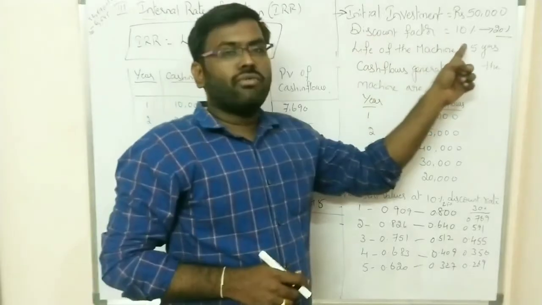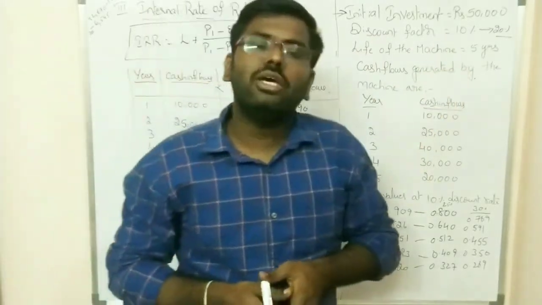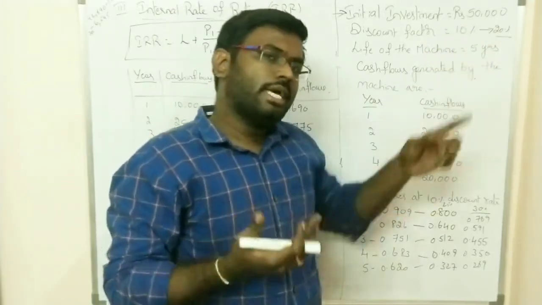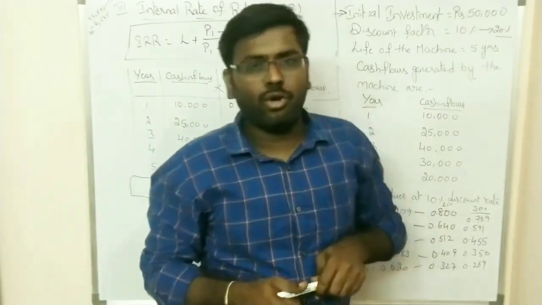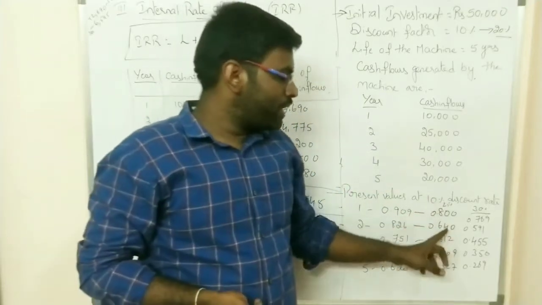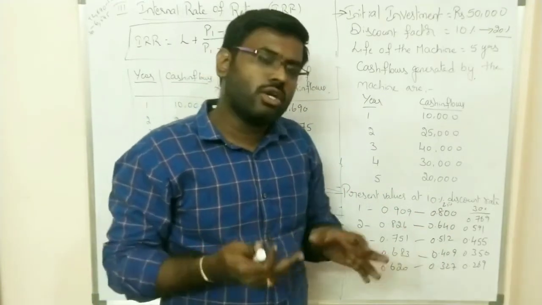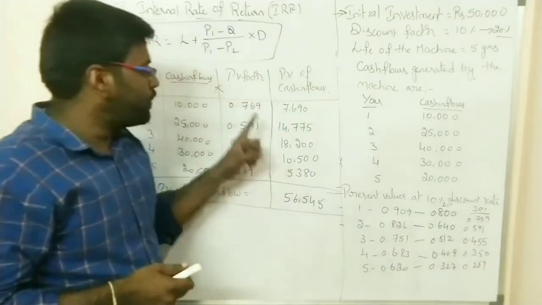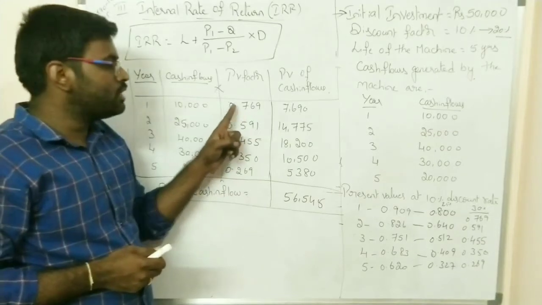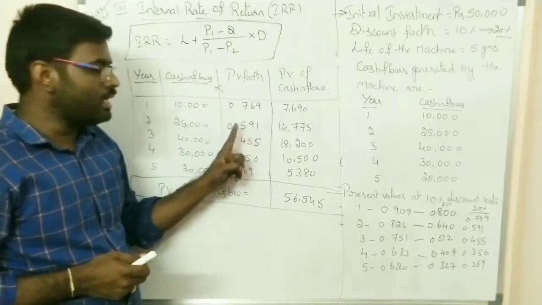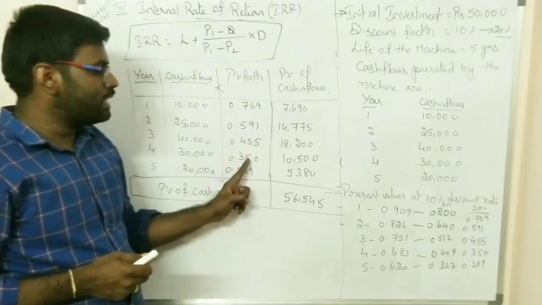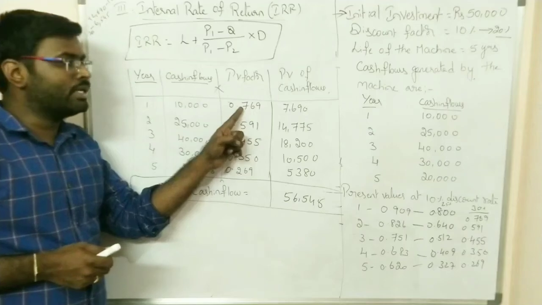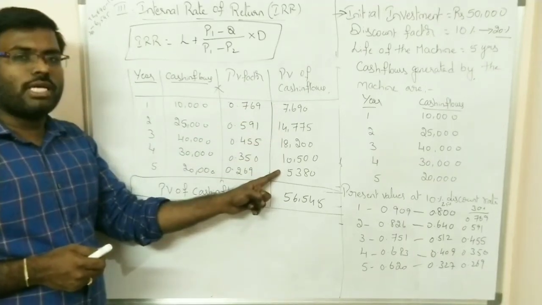At a 10% discount rate, we got the NPV value as positive. So I increased this 10% to 20%. Then also I got the NPV as positive. Then I increased it to 25%, and again I got a positive value. At last I tried 30%. The present value factors at 30% are 0.769, 0.591, 0.455, 0.350, 0.269. If I multiply the cash flows with these PV factors, I get the present value of cash inflows.